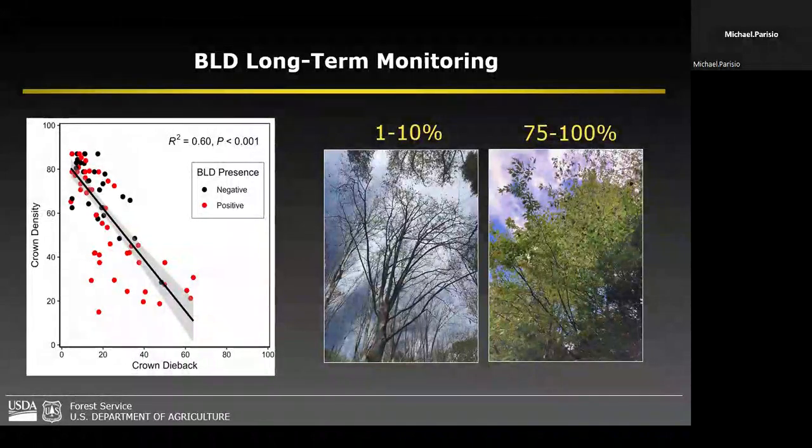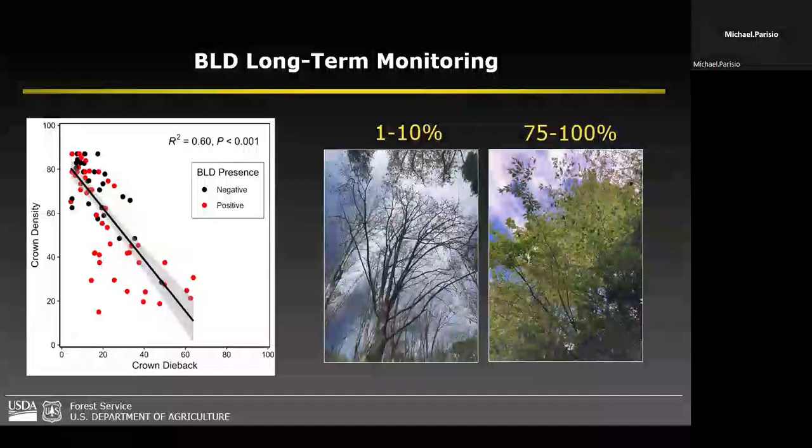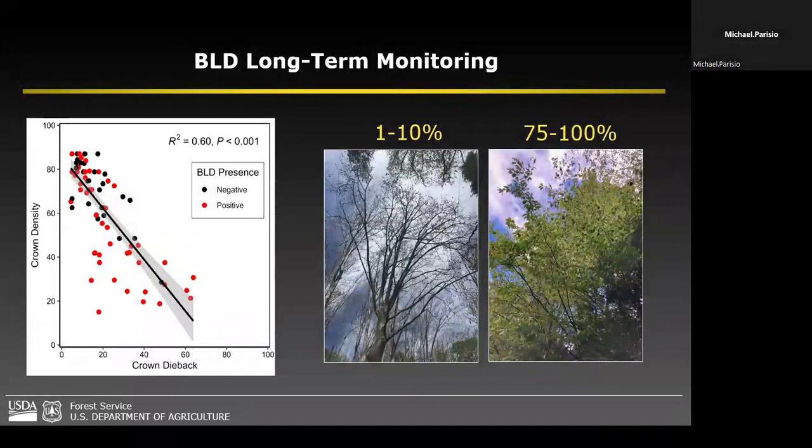What this figure is showing in red are all of our plots that were positive for beech leaf disease last year. You can see that there's a lot of points that fall off that line, and that's because there tends to be a lag, right? So typically, declines in crown density precede dieback by at least a year or two.